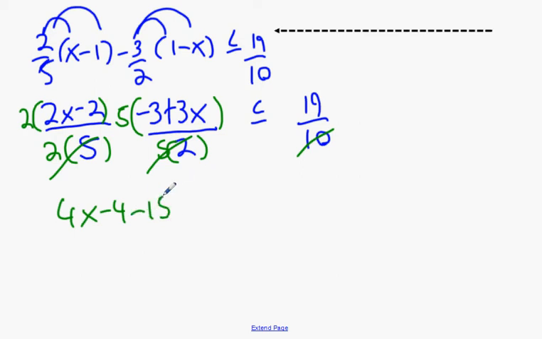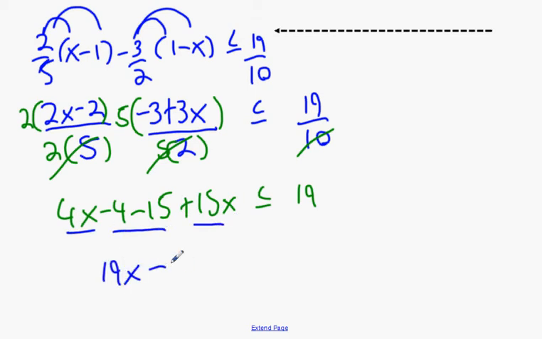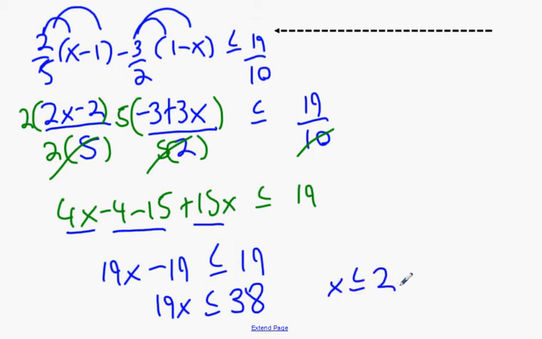Minus 15 plus 15x less than or equal to 19. What x's do we have then? And then here, minus 19 less than 19. A lot of 19's going on there. So 19x is going to be less than 38. X is going to be smaller than 2. Everybody happy enough with that?